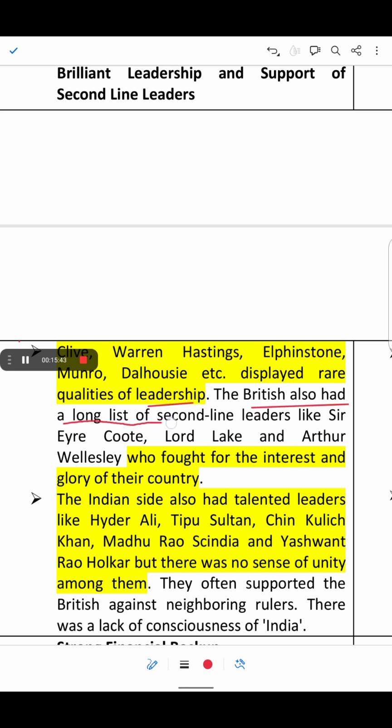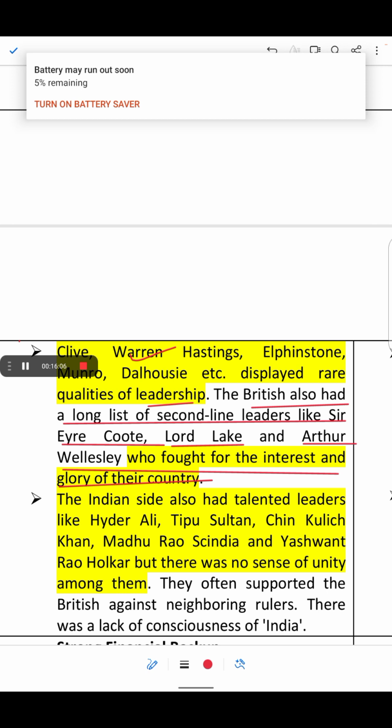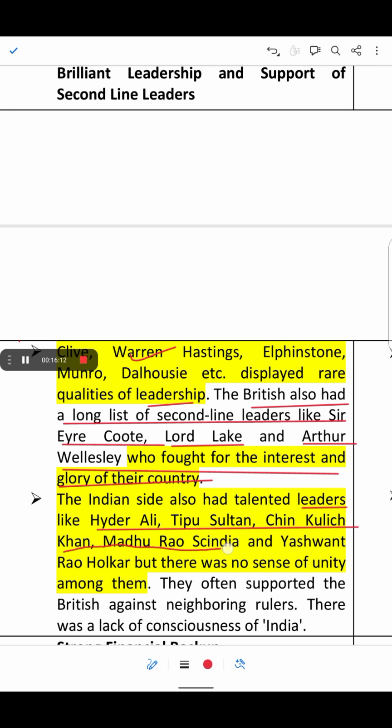The British also had a long list of second line leaders, those leaders who worked under the head, and they are Eyre Coote, Lord Lake, Arthur Wellesley, who fought for the interests and the glory of their country. The Indian side also had very talented leaders like Hyder Ali, Tipu Sultan, Chin Qilich Khan, Madhavrao Scindia and Yashwantrao Holkar, but there was no sense of unity among them, and they often supported the British against neighboring rulers. There was a lack of consciousness of India.